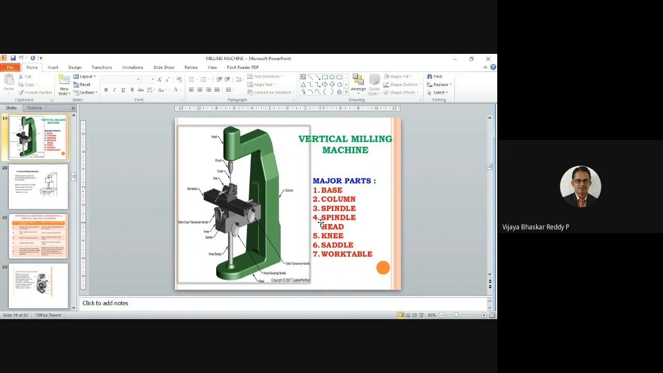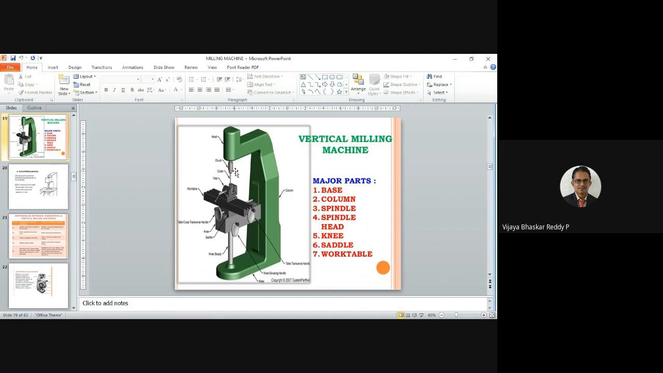Here is a diagram of a vertical milling machine. The major parts are the base, which supports the total machine, the column, spindle, spindle head, knee, saddle, and work table. On the table there is a vice fixed for holding the workpiece, and there is a spindle existing above it.